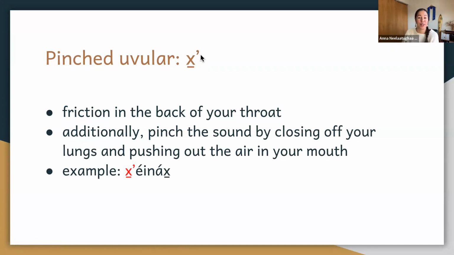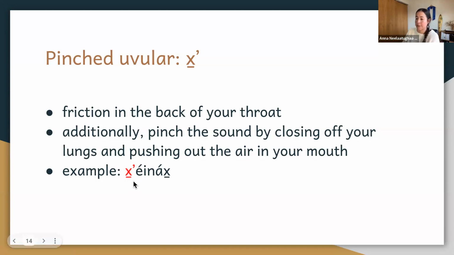So what are we going to do differently with this one? Snap it. Yep. Sharp. It's sharp, snappy, pinch it. That's what the apostrophe tells us to do. So again, we're making friction in the back of our throat, but now additionally, we pinch the sound by closing off our air and pushing out what remaining air is still in our mouth. So this underline X followed by an apostrophe is the sound we're gonna make.